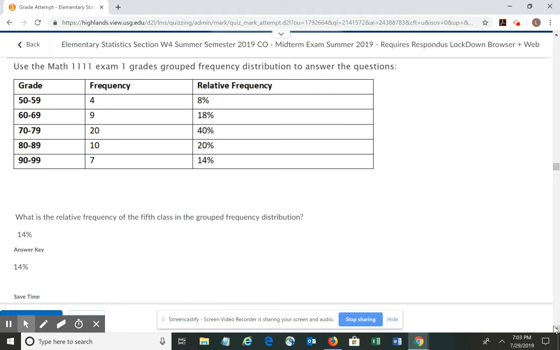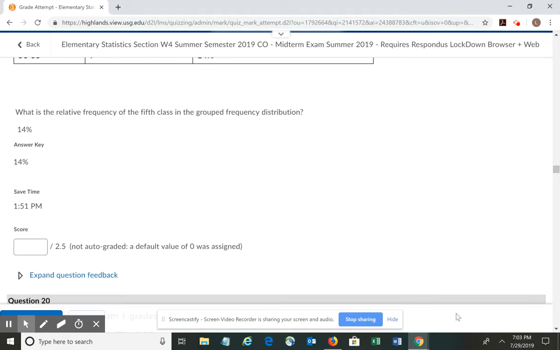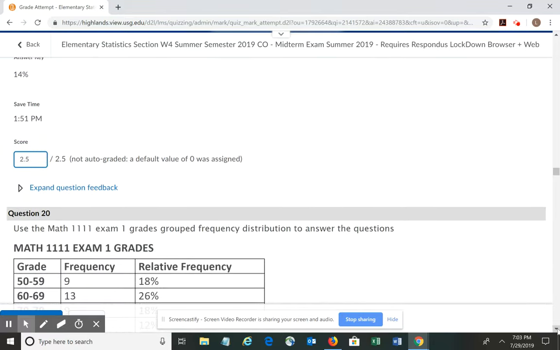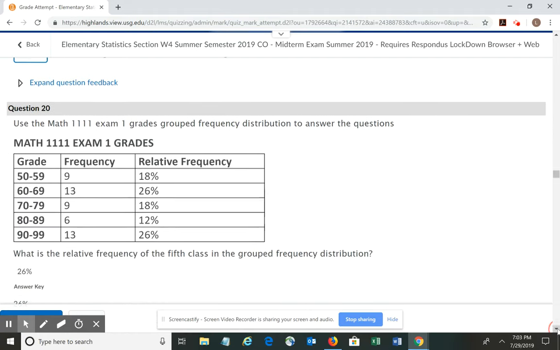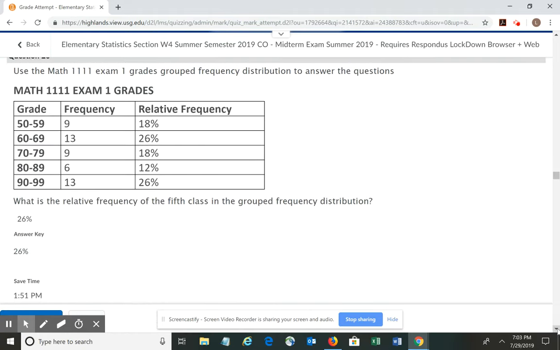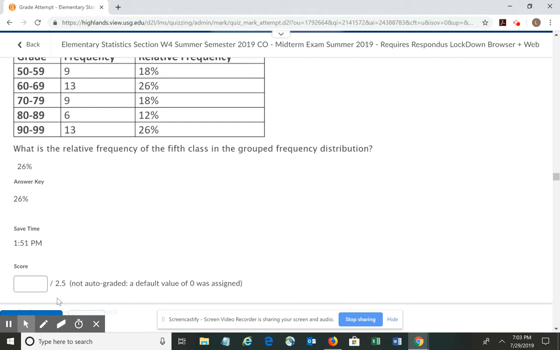19, what is the relative frequency of the fifth class? It is 14%. She got it right. We have to award those points. Question 20. What is the relative frequency of the fifth class? Again, it's 26% in this case. We award the points of 2.5.